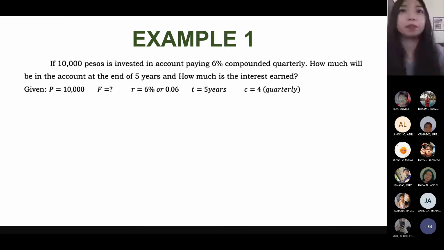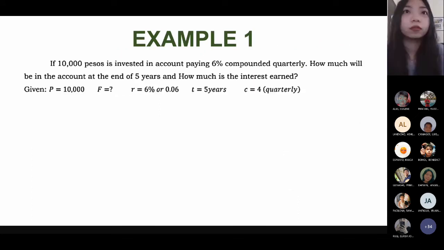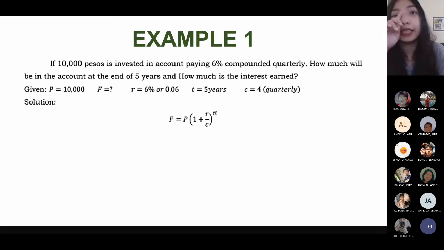Okay. So, meron tayong given, meron tayong required. And ang una namang hinahanap sa atin is the future value. We can use this formula: F is equal to P times (1 plus R over C) raised to CT. Ayan. So, substitute lang tayo dito sa formula na ito.